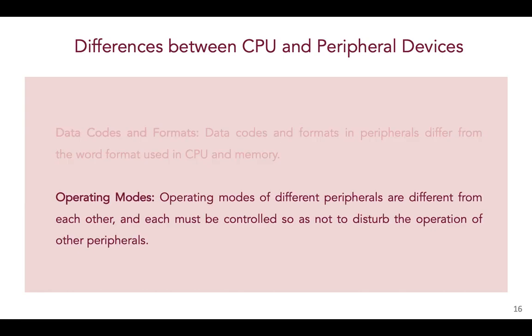Finally, there are the operating modes. Now, operating modes of different peripherals are different from each other, and each must be controlled so as not to disturb the operation of other peripherals. So not only are peripheral devices inherently different from CPU and memory, but different peripheral devices are also different from one another. They also operate differently. All right. So in order to provide some method of synchronization between these peripheral devices, so that the operation of one of the devices does not impact the operation of any other peripheral device, some kind of interface is needed. Again, this interface is your I/O interface.